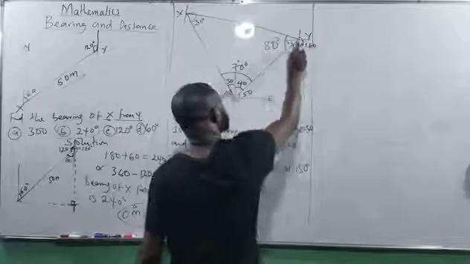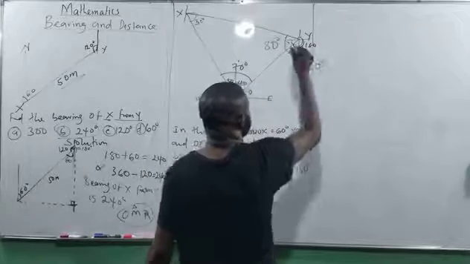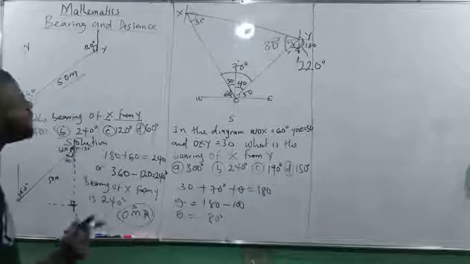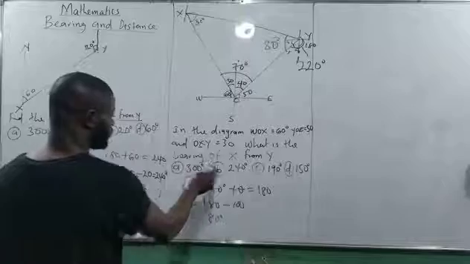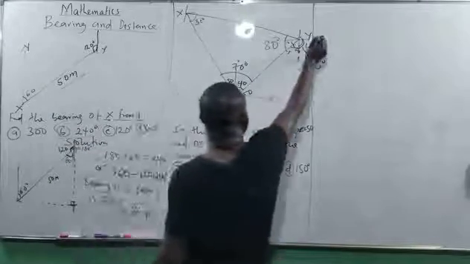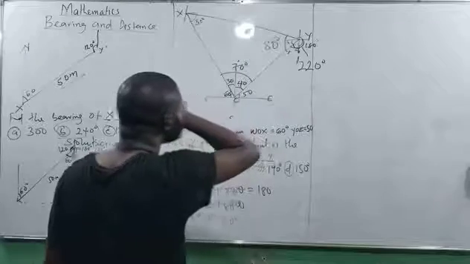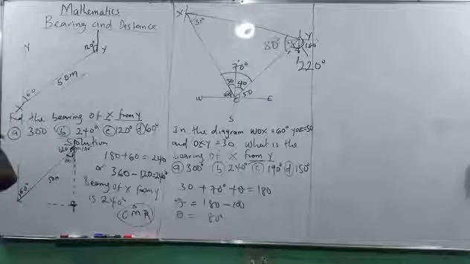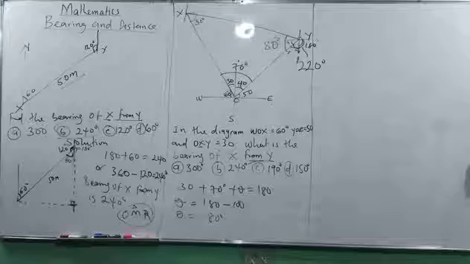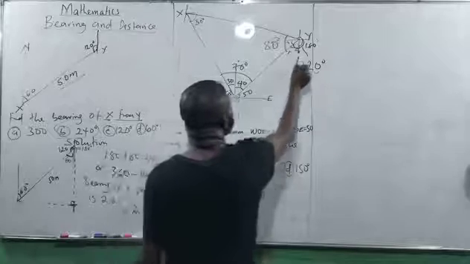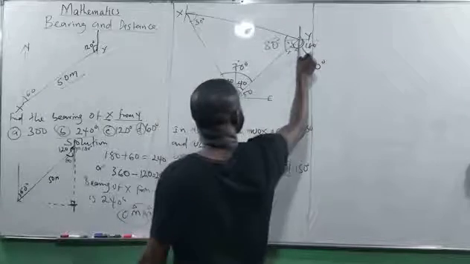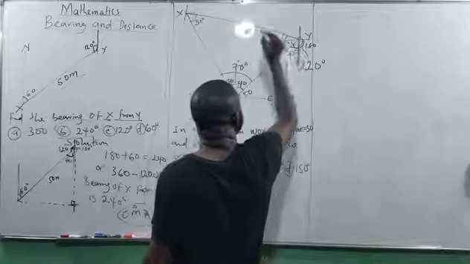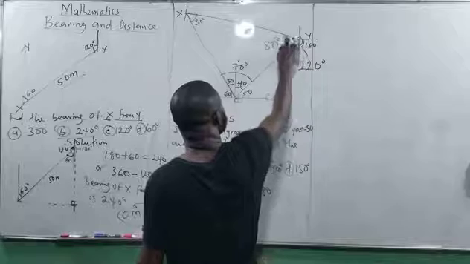It means from here to here is 220 degrees. But I'm looking for the bearing of X from Y. It means I'm observing from here. Now, if that is the case, 220. I just need to work on 220, which is going to be 40. I know that this is a straight line. Here is 40. From here to here is 40.